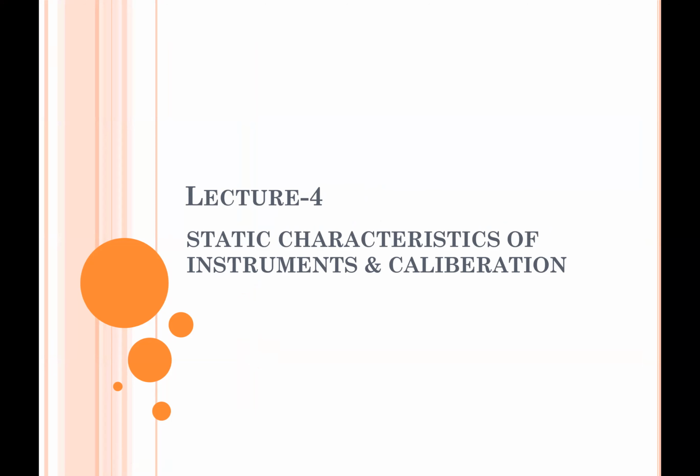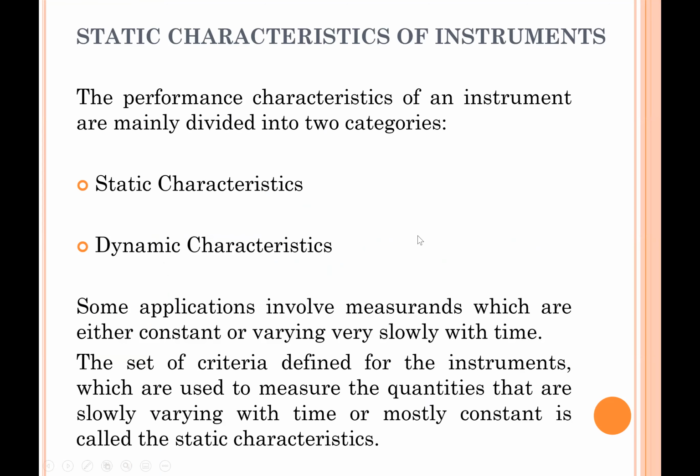and what are the basic characteristics that an instrument should have so as to give us an appropriate reading. Now the characteristics of the instruments are divided into two parts. Okay, two types of characteristics we have. One is the static characteristic and another one is the dynamic characteristics. So in this particular session, we are going to talk about the static characteristics of the instrument.